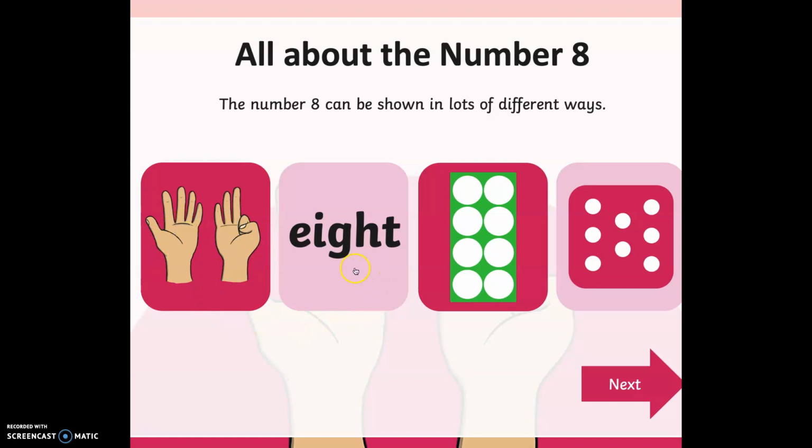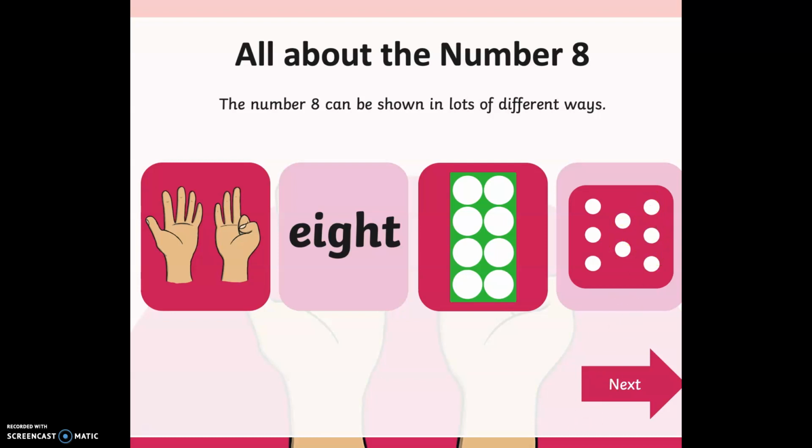8. This is the number 8 written in a word. 8. Say it with me. 8. Over here we have 1, 2, 3, 4, 5, 6, 7, 8. The number 8 in our Numicon. And over here we have 1, 2, 3, 4, 5, 6, 7, 8.